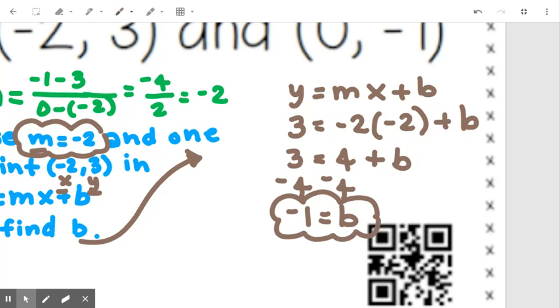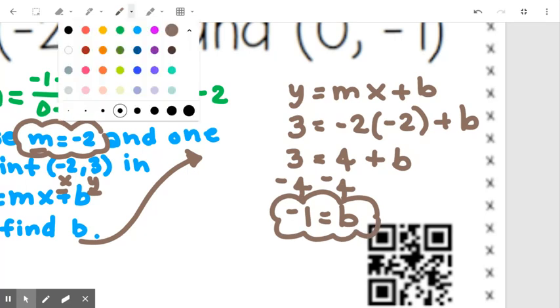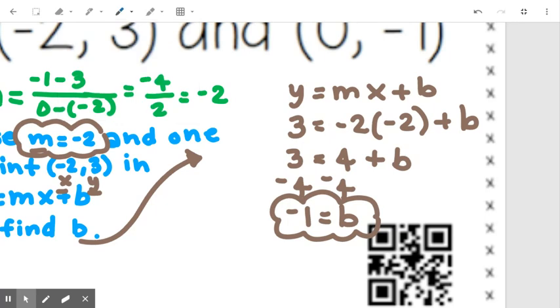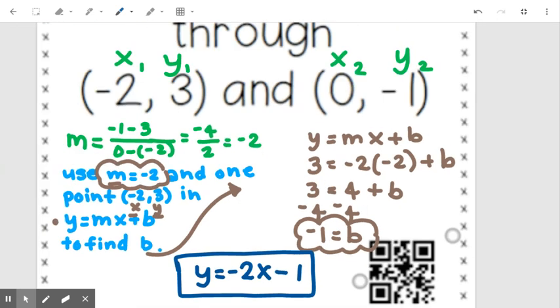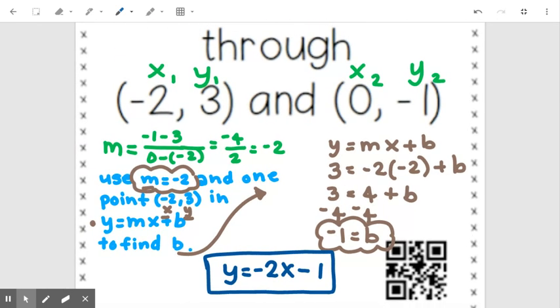Now I have my m and I have my b, so I should be able to write my final equation as y equals -2x, and then I could put plus -1, but I'm just going to put -1. And that is my equation of the line that passes through those two points.